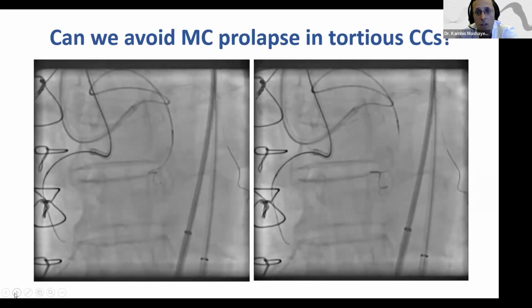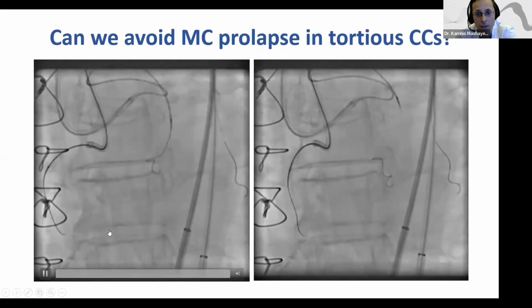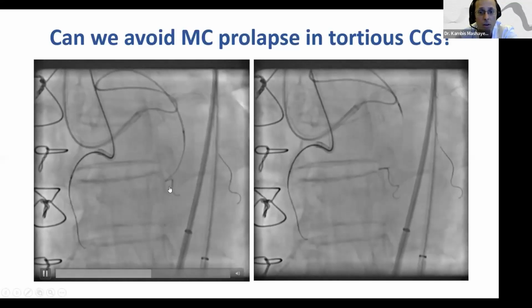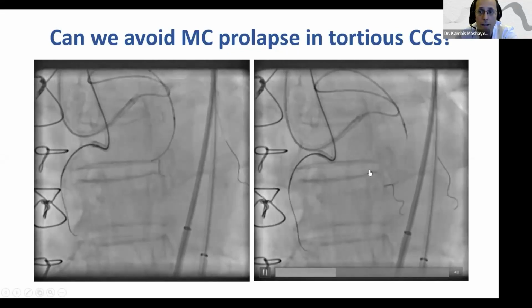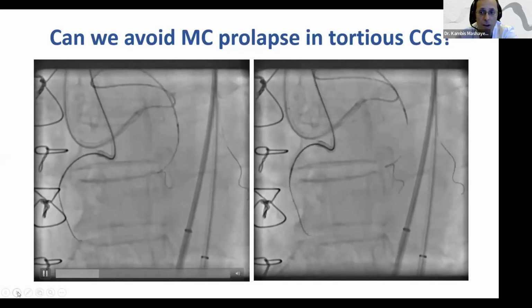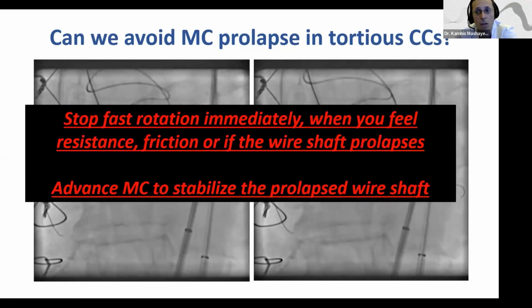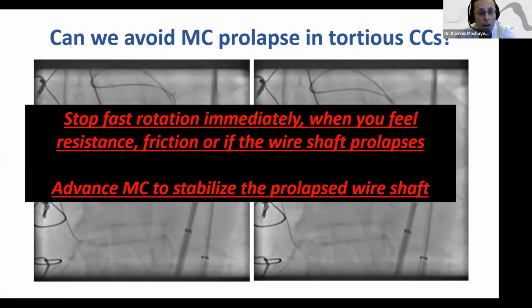What you can see here is that there is also some tortuosity, and the wire has some friction. Therefore, there might be a prolapse of the wire in this tortuosity. This is very dangerous, so you have to stop any fast rotation immediately when you feel resistance, and here you really have to advance the microcatheter to stabilize the tip of the Sion Black.